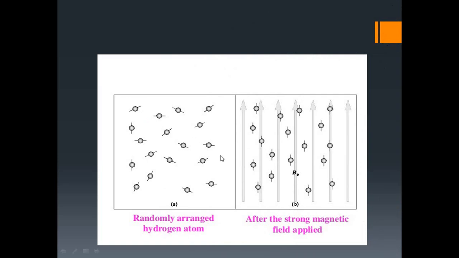Here is the picture where we can see randomly arranged hydrogen atoms before placing them into the magnetic field. But when we place the atoms, or the human body, in the magnetic field, they are aligned in a certain direction, and this direction is parallel to the direction of the magnetic field.